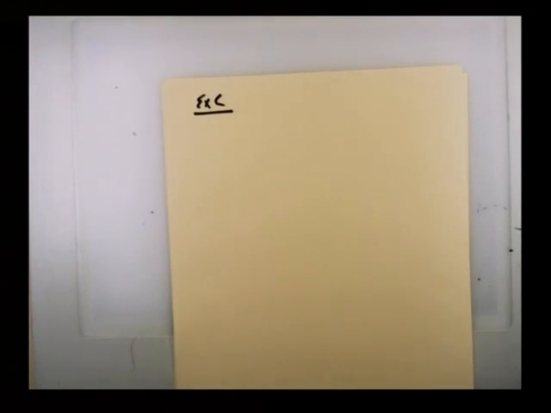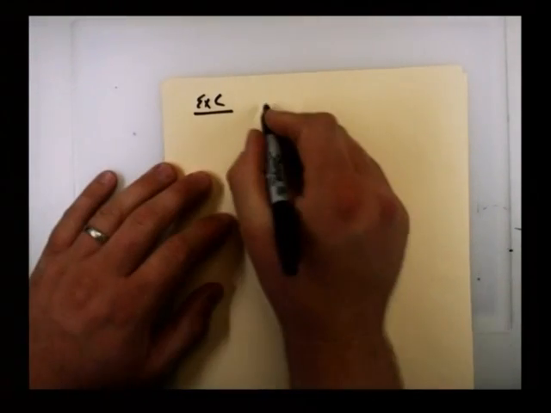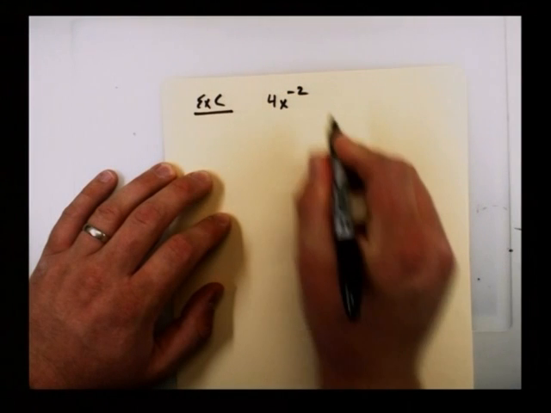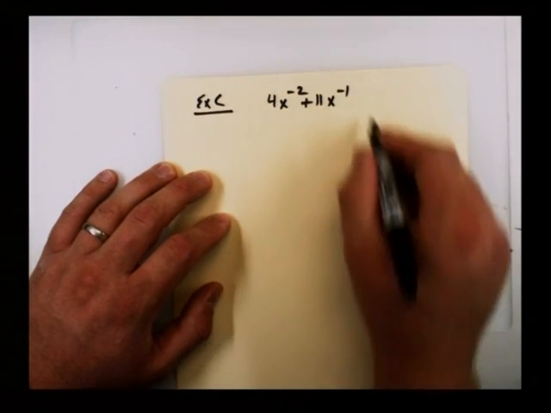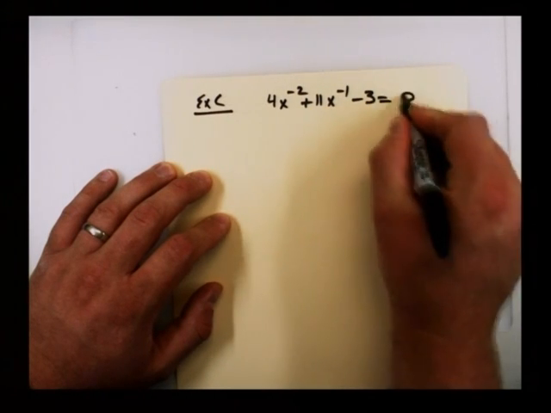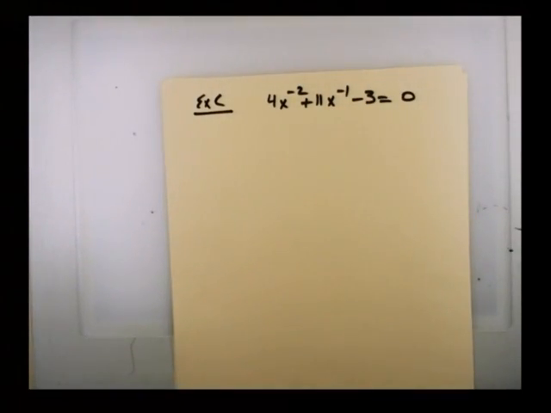Example C. Again, let's take a look at another one, another quadratic-like problem. Let's go 4x to the negative 2 plus 11x to the negative 1 minus 3 is equal to 0. Now, this one, quite easy to make a mistake on. What don't you like about this problem? Again, to ask that same question again, what don't you like about it?